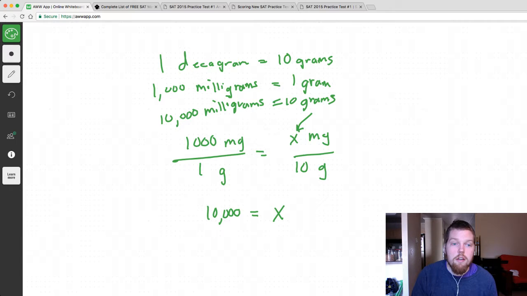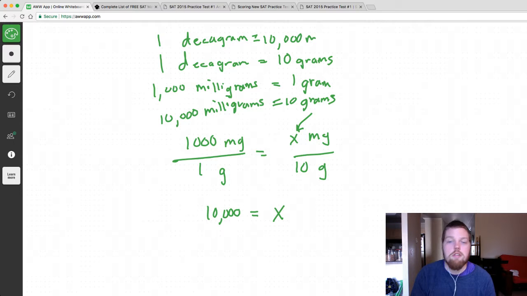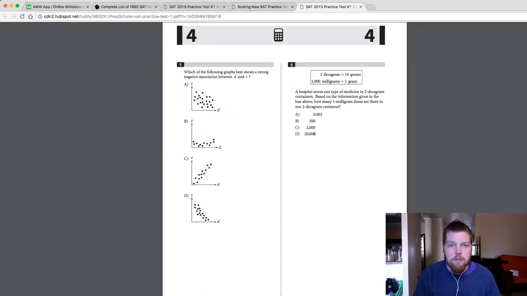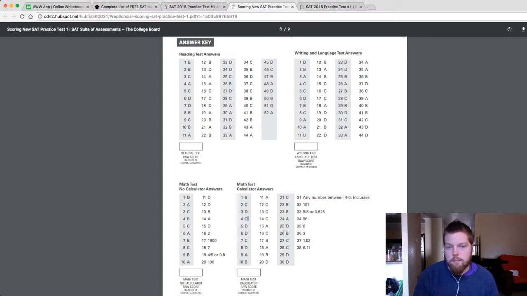So that means that in 1 decagram, there are 10,000 milligrams. I'm just going to write mg. So 1 decagram, there's 10,000 milligrams. So in 2 decagrams, there's going to be 20,000 milligrams. Let's go back, make sure that's a choice. It is D, 20,000. And that's number 6, D. Great.